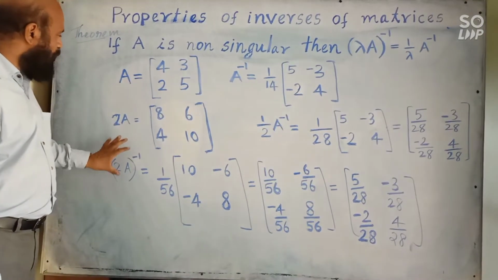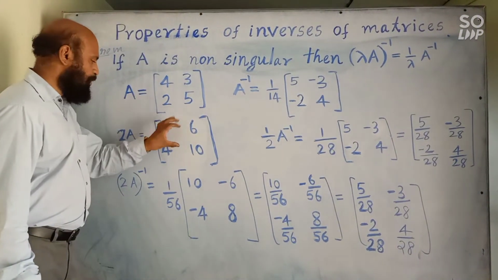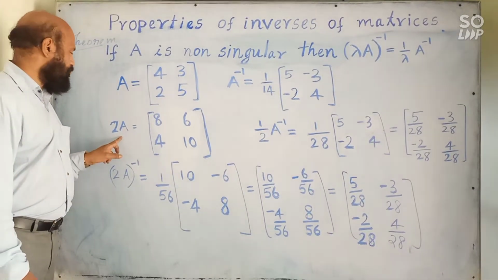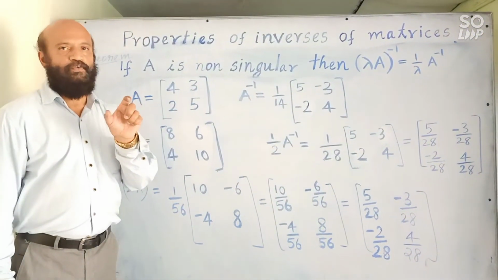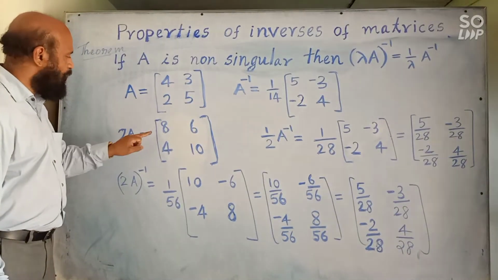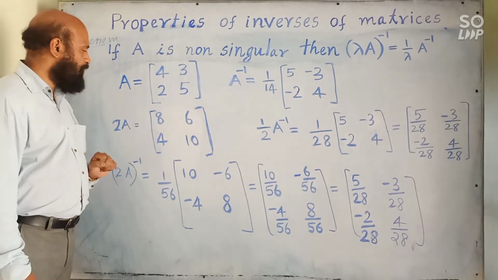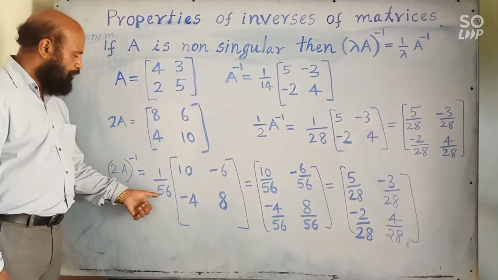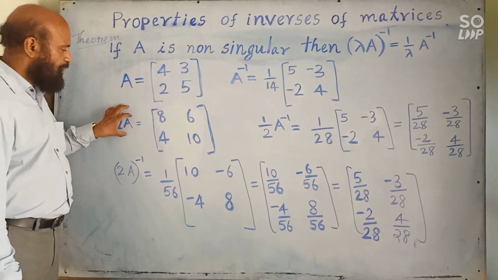Then we have to take the inverse of this matrix, lambda A inverse. So we have to take the inverse of this matrix. The inverse is given by the formula adjoint A divided by determinant of A. So we have to get the determinant of this matrix. 8 into 10, 80 minus 24. That is 56.